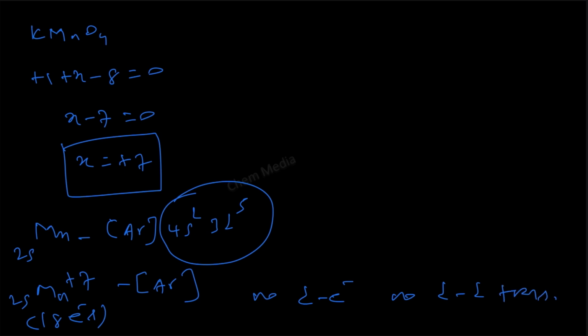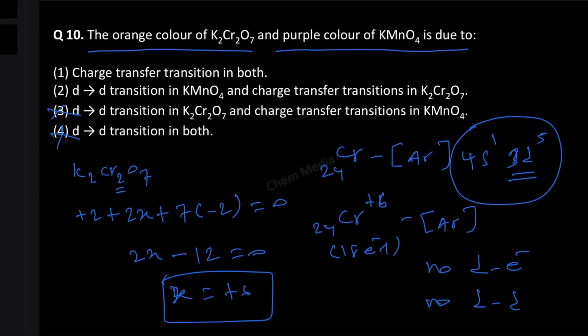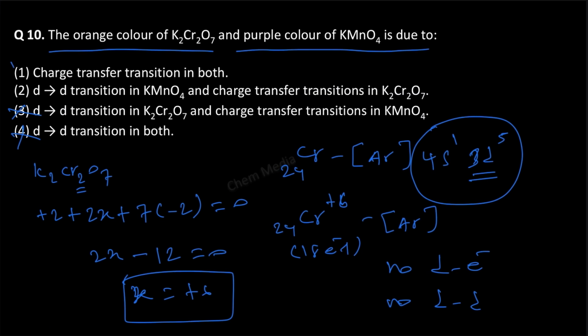At least one d electron should be there. d-d transition is not possible for d equal to 0 as well as d equal to 10, which you can come across for zinc 2 plus. In these two cases, d-d transition is no. So therefore option 1 is correct. Charge transfer transition in both.